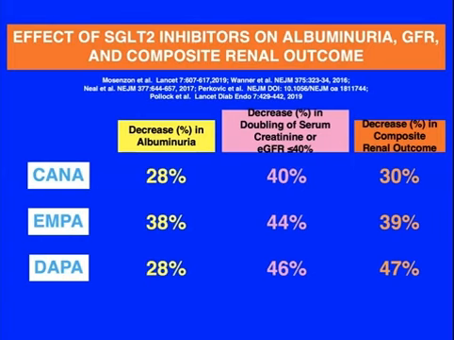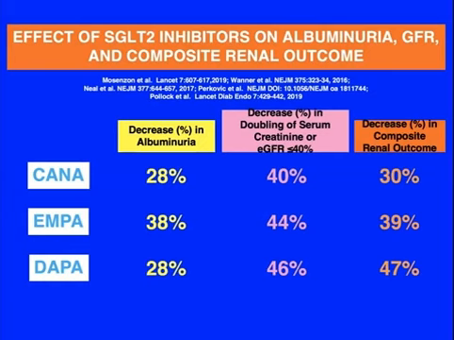You can see 28 to 38%. Decrease in doubling of your serum creatinine, a very serious endpoint, in people with a GFR less than 40. You can see 40 to 46% reduction. And then a progression to end-stage renal disease or dialysis, about a 50% reduction. And if we now look at the decrease in a composite endpoint, which is development of macroalbuminuria, doubling of your serum creatinine, or advancement to end-stage renal disease, you can see 30 to 47% reductions.